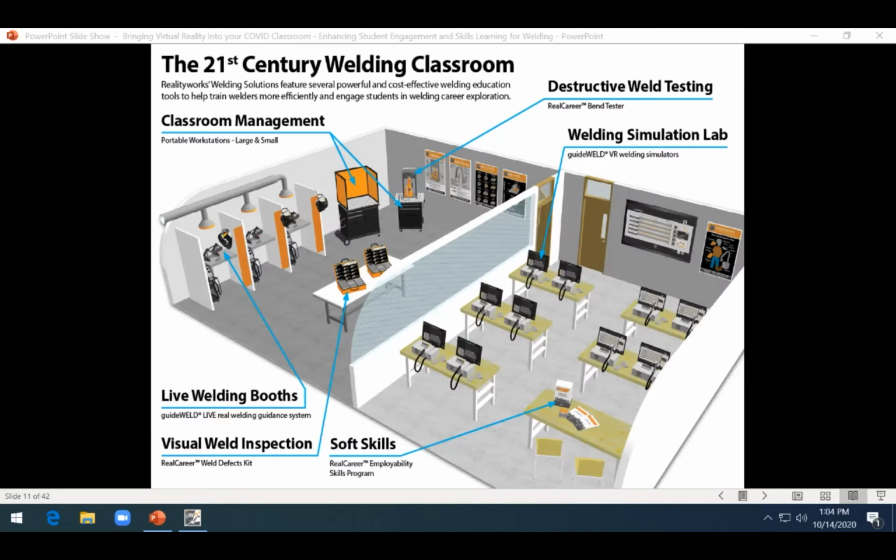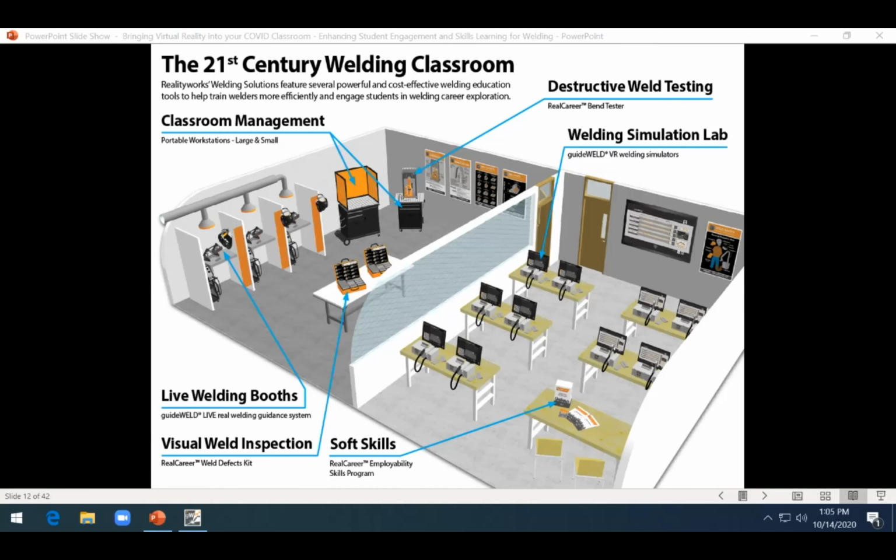Now, first off, one of the things that we brought to the forefront here is what we call the 21st century welding classroom. The whole purpose here is really the methodology of how do we help best educate students in the world of welding. As you can see from the picture here, we have multiple different products that we bring to both the welding simulation with our guideWELD, but we also have tracking simulation of live welding in the booth with welding guidance with our guideWELD Live.